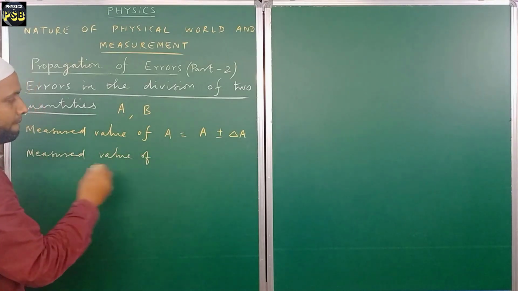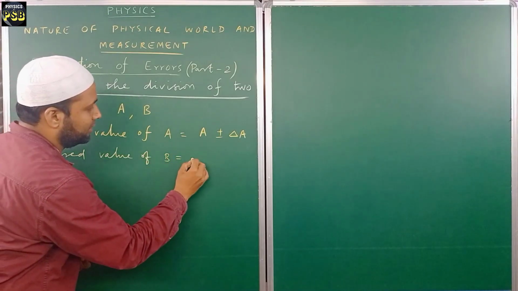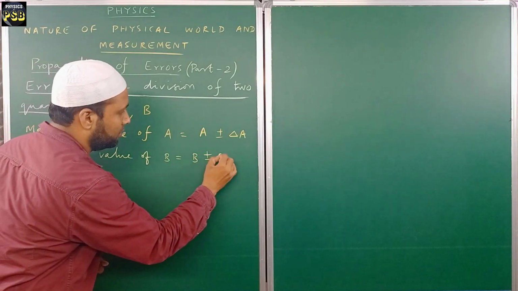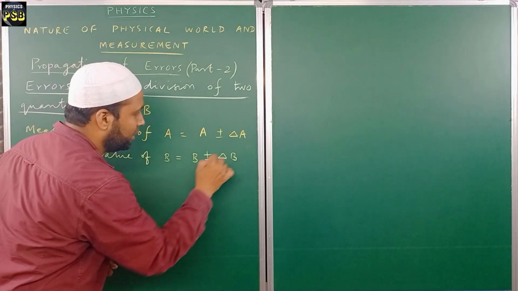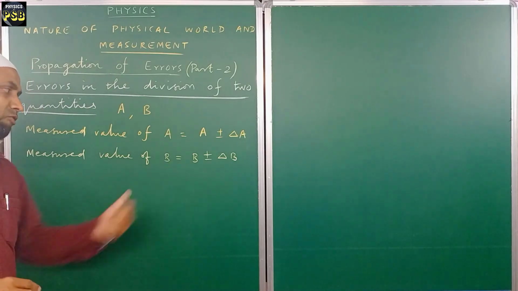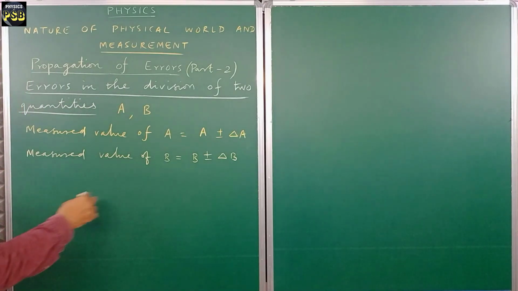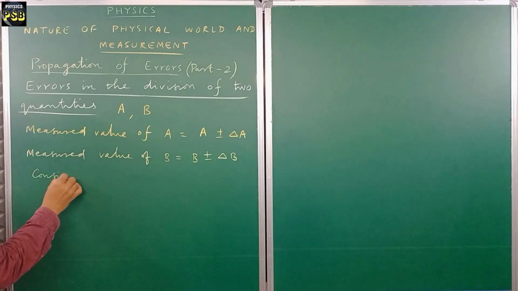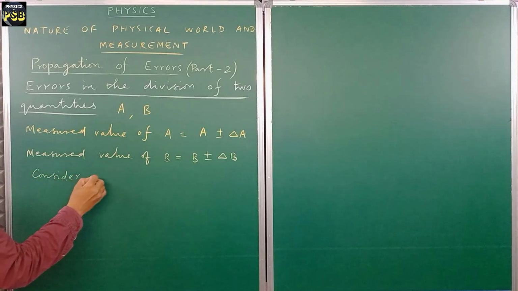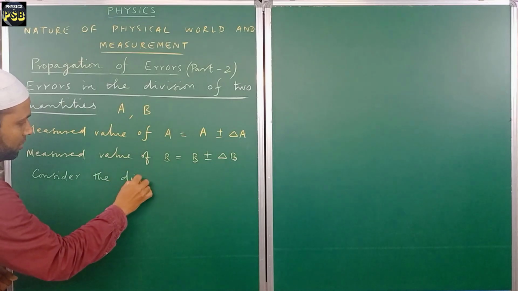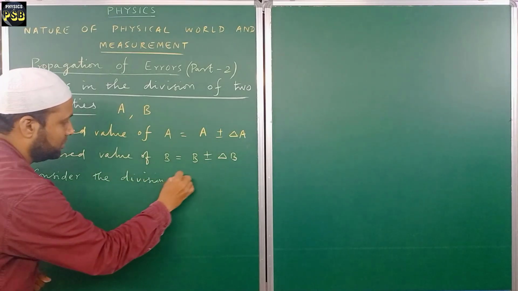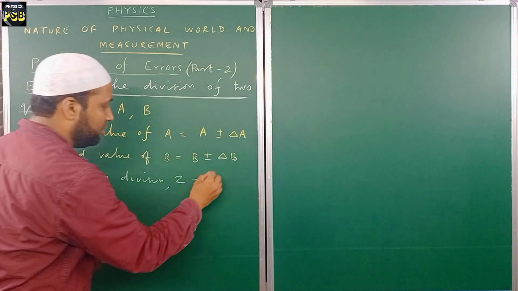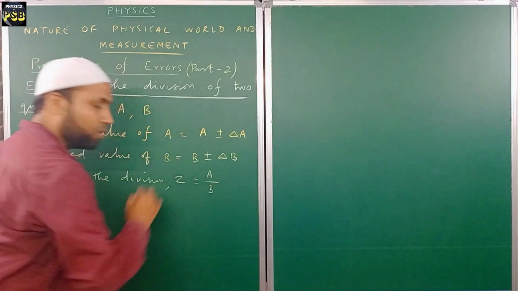Next, the measured value of B is taken as B plus or minus delta B. Here, delta B is the absolute error in the measurement of B. Then I consider the division of two quantities as Z. Consider the division as Z, which is nothing but A upon B.